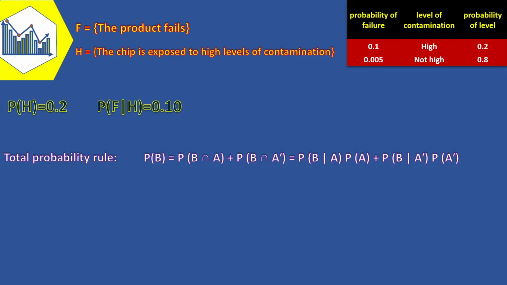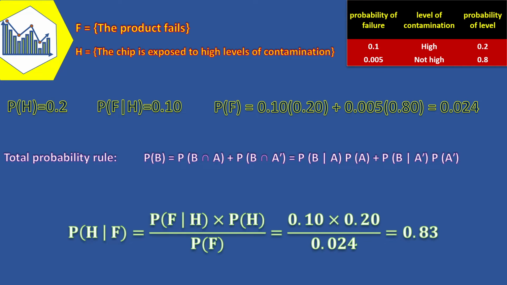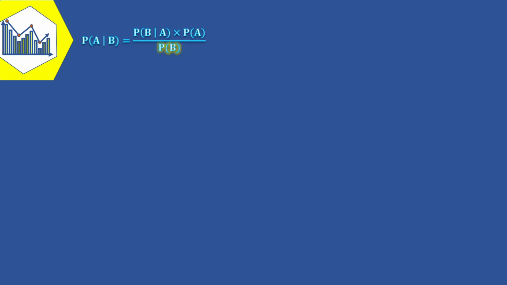The probability of F equals 0.1 times 0.2 plus 0.005 times 0.8, that equals 0.024. Now we can simply calculate the probability of H given F with the last formula, and this is equal to the probability of F given H times the probability of H over the probability of F, that is equal to 0.1 times 0.2 over 0.024, that equals 0.83.